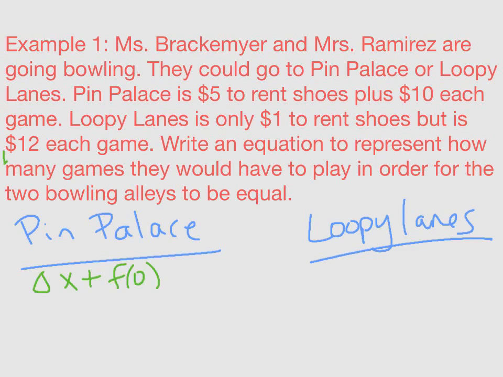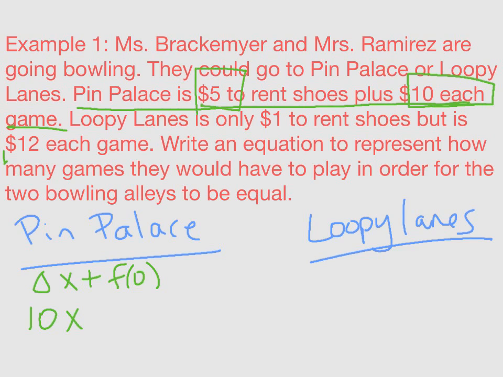So if I read back through in the Pin Palace information, I'm going to underline all of that in green. Let's see, Pin Palace is $5 to rent the shoes plus $10 each game. So I see this word each, so that is going to be my trigger that's going to be the change. So that each is going to go into my equation for my delta. My x, I'm just going to leave it as an x, or you could put a g, which would represent game. And then your starting value, the other number left over, is the $5, because you have to spend $5 to rent shoes at a bowling alley. So this expression would be the expression for Pin Palace.